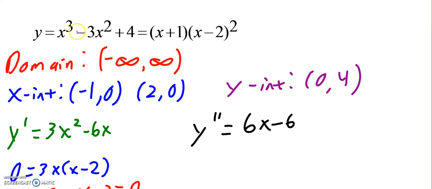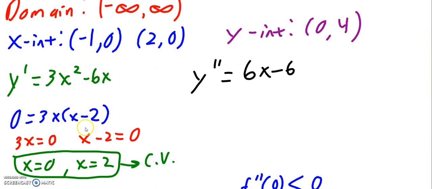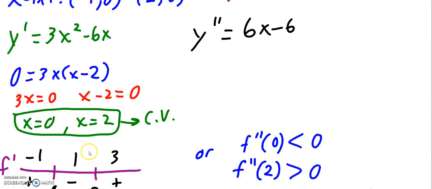First derivative. Use this version of the function, not this, for the derivatives. So 3x squared minus 6x. Second derivative, 6x minus 6. Moving along. Find your critical values. So I'm going to factor out a 3x from the first derivative, set each factor equal to 0. I get x equals 0 and x equals 2. Those are my critical values from the first derivative.